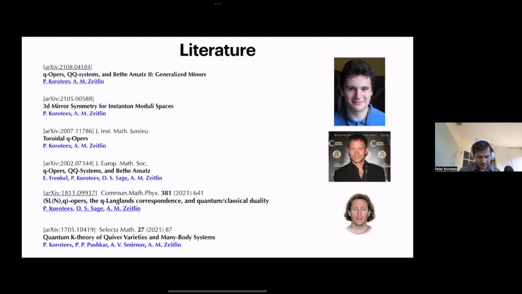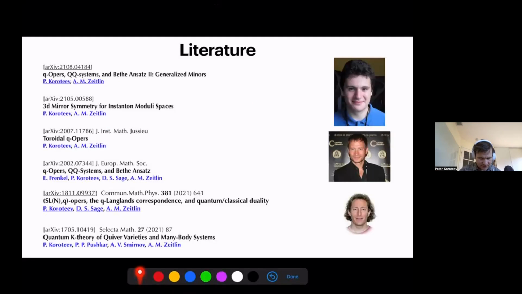Now here's the list of papers. My collaborators on this project are Anton Zeitlin from Louisiana. I just came back from there on Tuesday, and my previous talk was a recycling of that seminar. Then Edward Frenkel and Daniel Sage. Daniel Sage is also from Louisiana, and Ed is here at Berkeley. They're all faculty members.